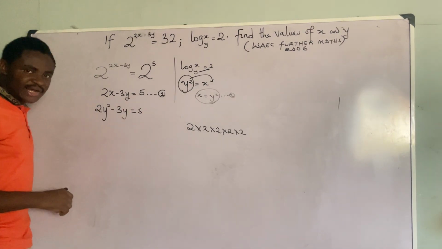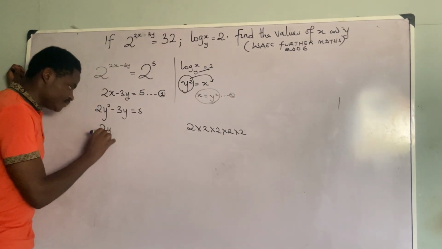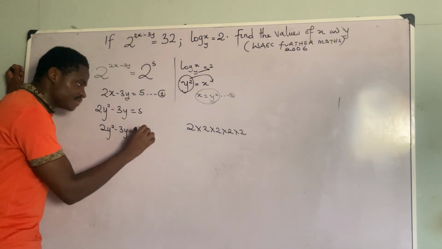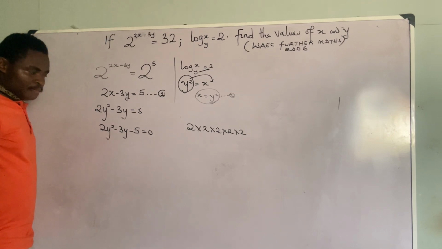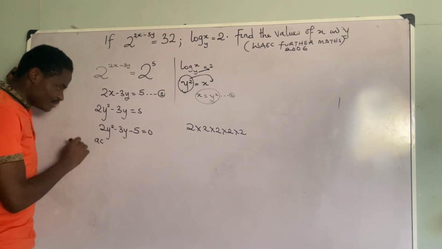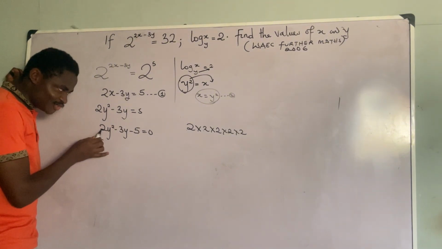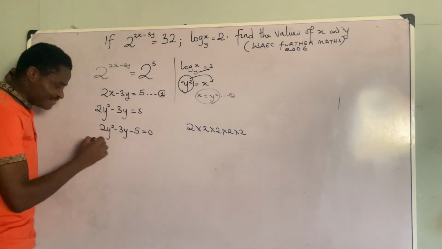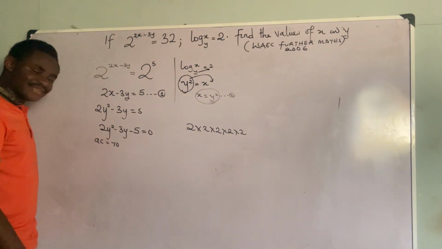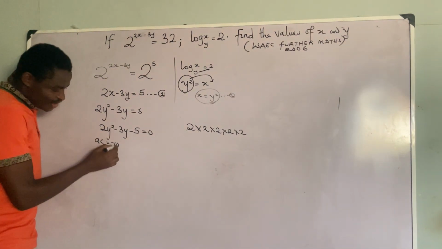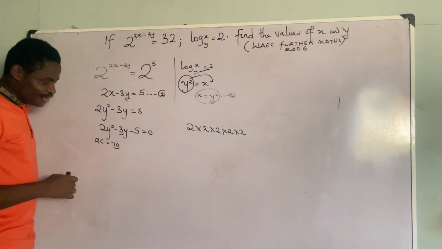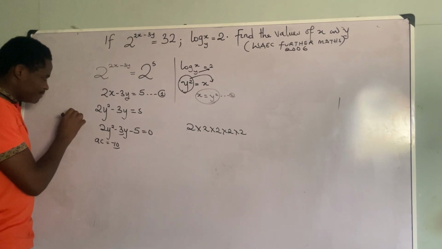Rearrange this to form a quadratic equation. You're going to have 2y square minus 3y, take this to the other side, minus 5 equals 0. Now, to solve this question, watch. What is AC in a quadratic equation? AC means A here, which is 2, times C, which is minus 5. That will give you minus 10. Look for two numbers which when you multiply give minus 10, and when you add give minus 3. Those two numbers are simply minus 5 and plus 2.